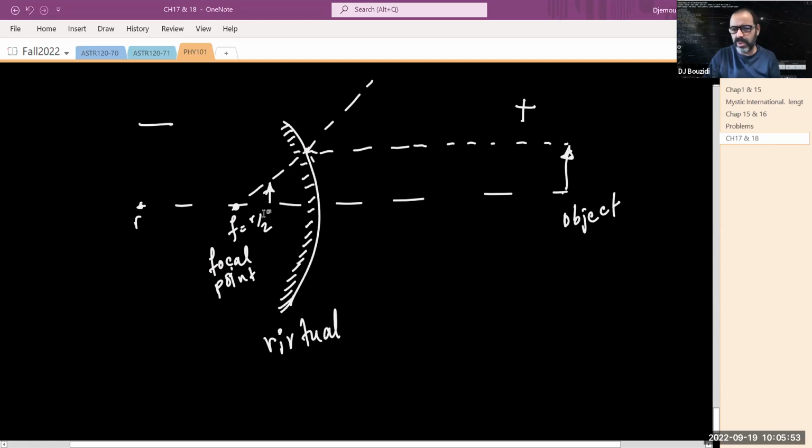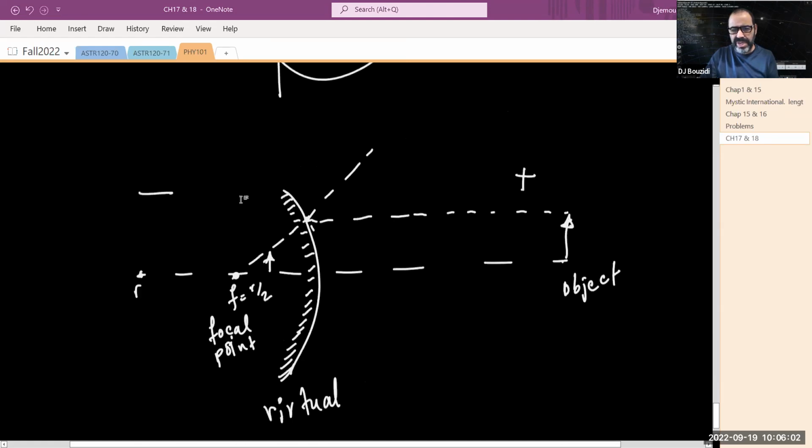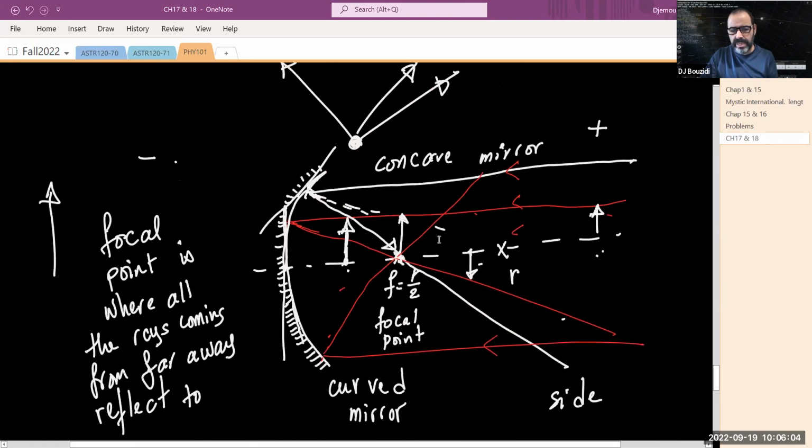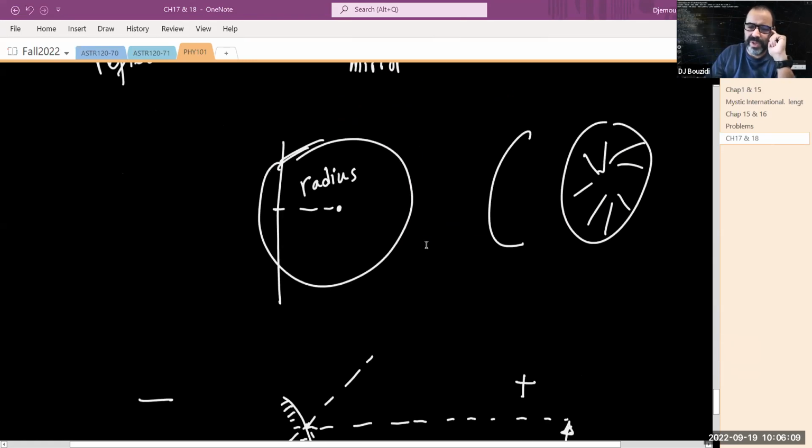The image is always virtual, because if you put a film in there, nothing is going to develop, because this is on this side. There is no real object in there. So for making images and how they form, usually you have to find at least 2 points.